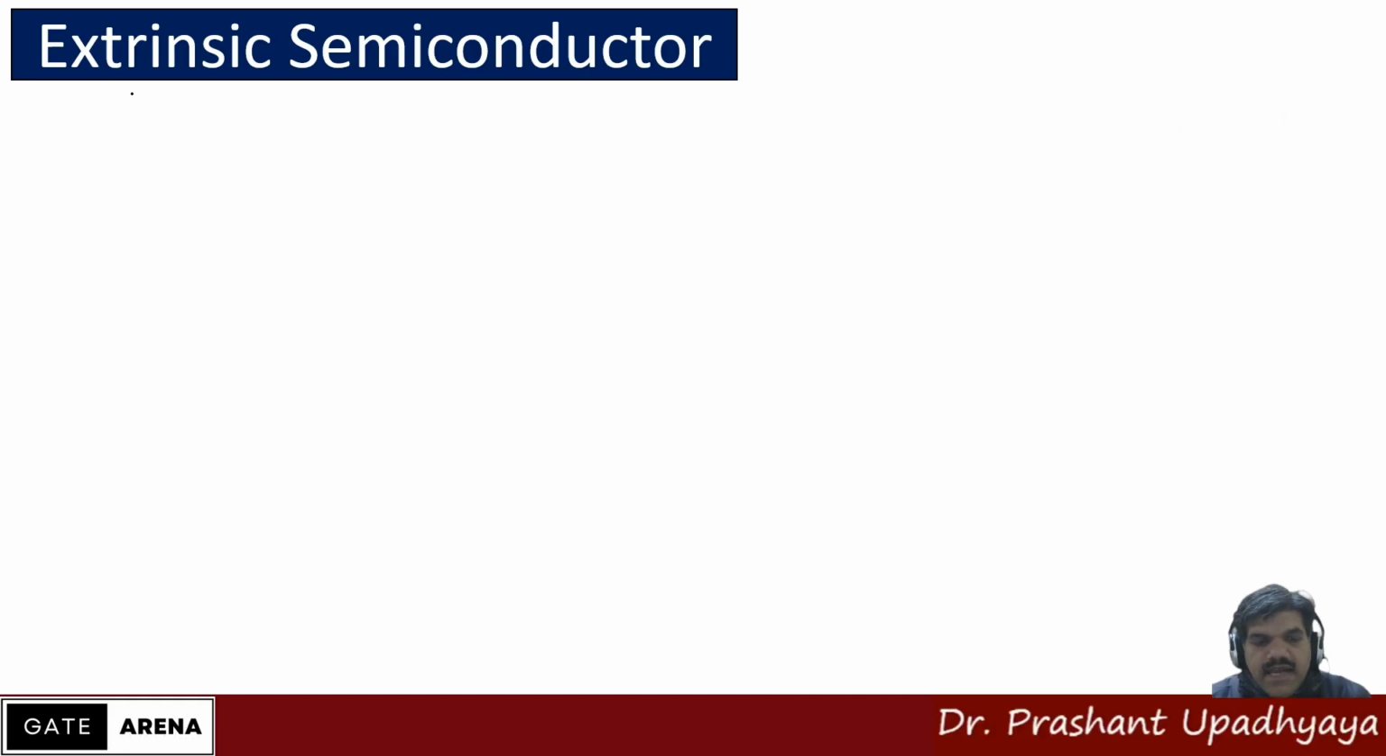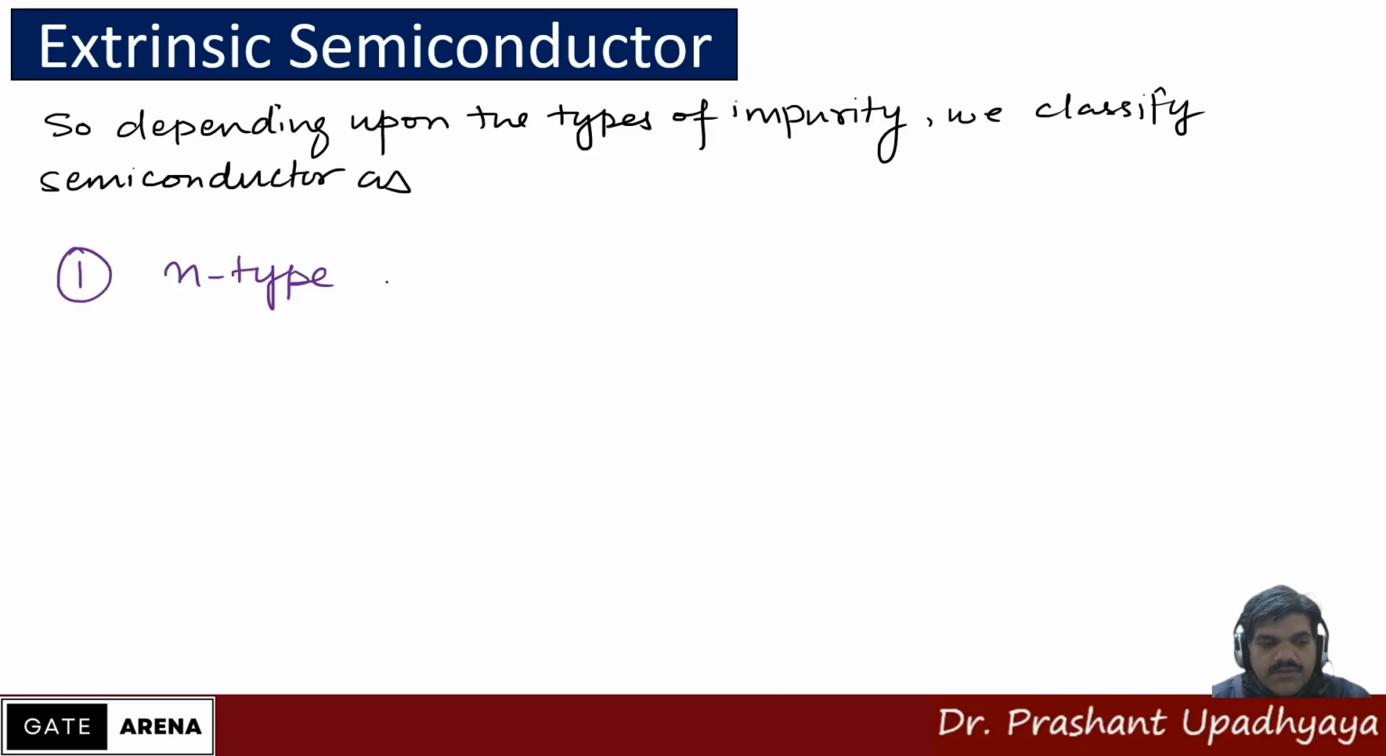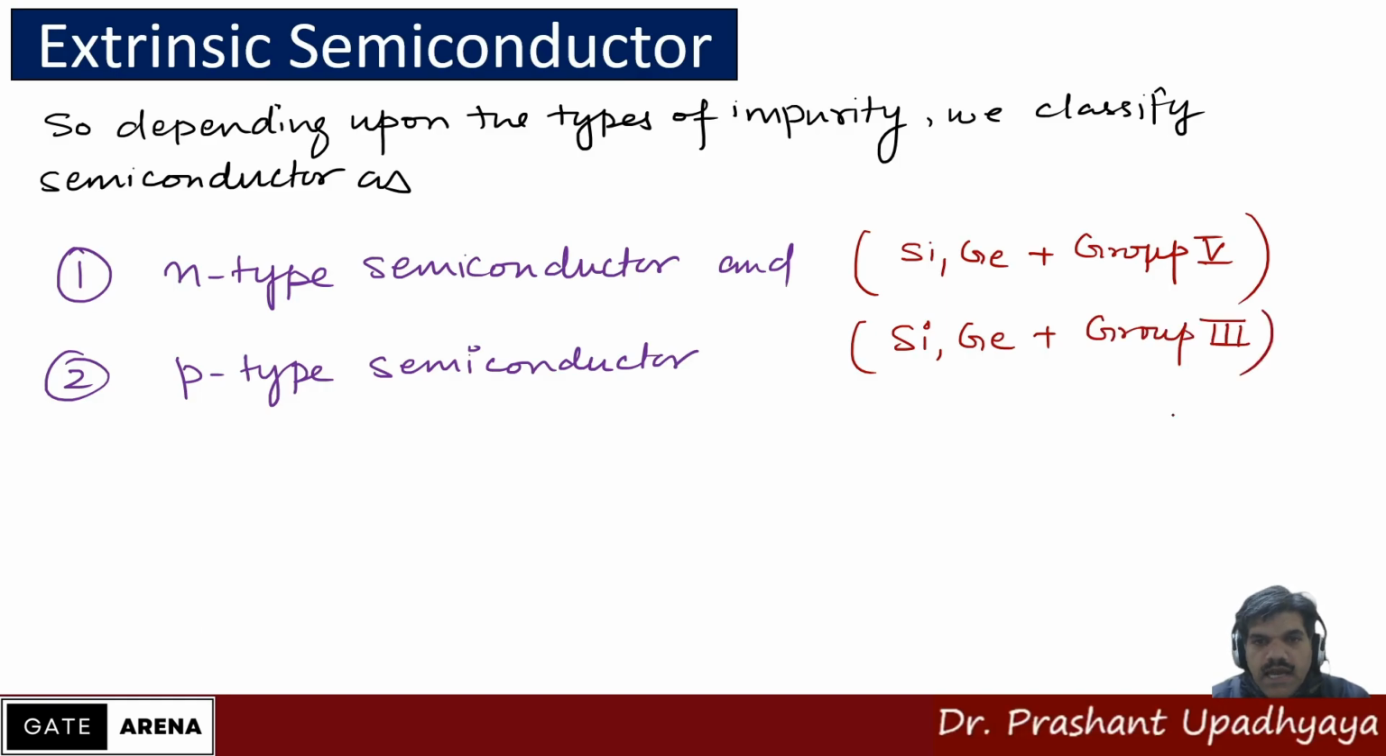Depending upon the types of impurities we add, we can define what type of semiconductor we are using. So depending upon the type of impurity, we classify semiconductors as n-type semiconductor and p-type semiconductor. For the n-type semiconductor, we use silicon or germanium along with group 5 elements. And for the p-type semiconductor, we use silicon and germanium with group 3 elements.